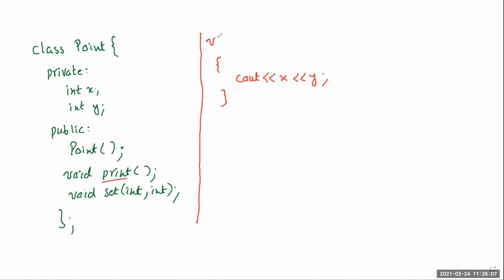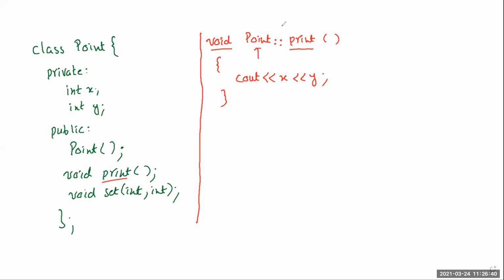You write the output, and then you have your function, whatever the function is. Before the name of the function and after the return type, you will put the name of the class to which this function belongs. So this function belongs to class point, and here you will put this scope resolution operator.